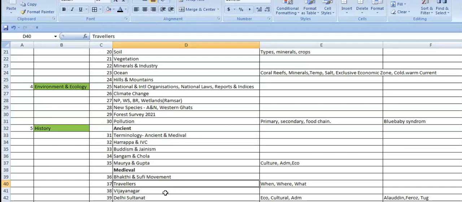That is why I asked you to maintain this Excel file with the chronology, the travelers, the ports, everything. If you maintain that Excel file, it will be very, very easy for you to understand. Next one, Vijayanagar.